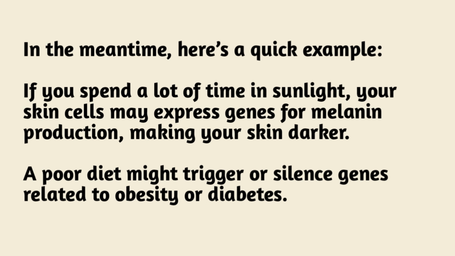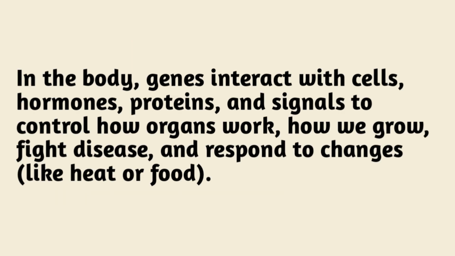In the meantime, here's a quick example. If you spend a lot of time in sunlight, your skin cells may express genes for melanin production, making your skin darker. A poor diet might trigger or silence genes related to obesity or diabetes. In the body, genes interact with cells, hormones, proteins, and signals to control how organs work, how we grow, fight disease, and respond to changes like heat or food.